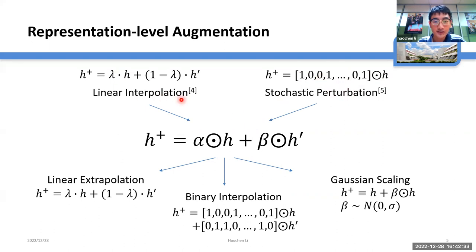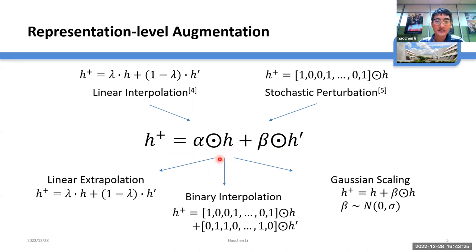And based on these two existing methods, linear interpolation and stochastic perturbation, we unify them to propose a general format, which could be described as this equation. We can see that this general format is very similar to linear interpolation, and we can interpret this equation as combining the original representation H with another sampled noisy representation H prime to get the final augmented representation H plus. And here the coefficients alpha and beta are used to control how much information of the original representation we reserve.